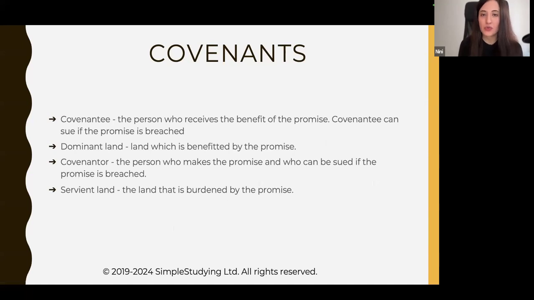The covenantee is the person who receives the benefit of the promise, and the covenantee can sue if the promise is breached. Dominant land is the land that benefits from the promise, and the covenantor is the person who makes the promise and who can be sued if that promise is breached. Finally, the servient land is the land that is burdened, that bears the burden of the promise.